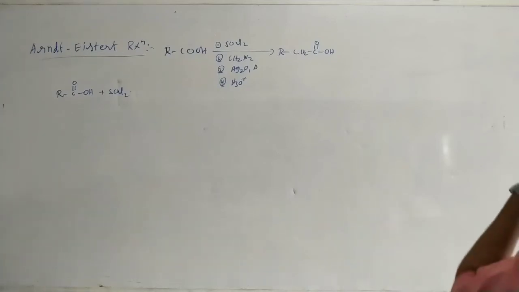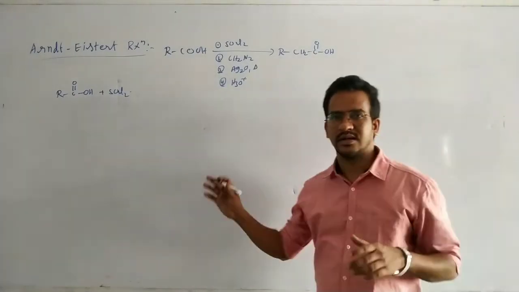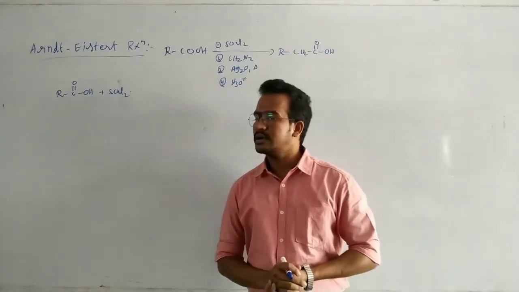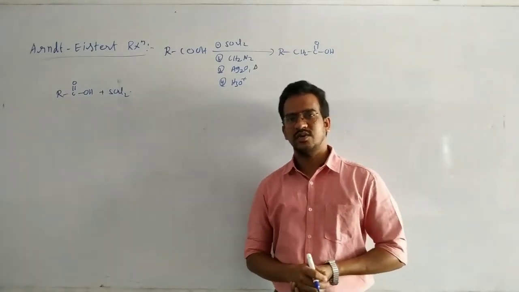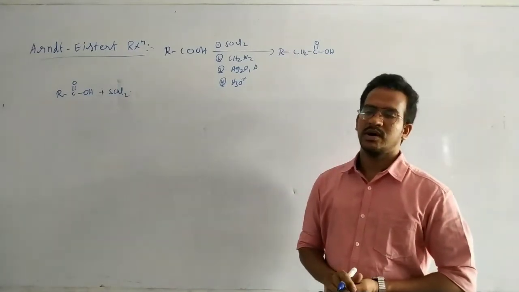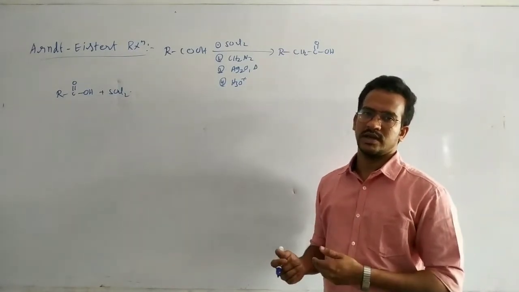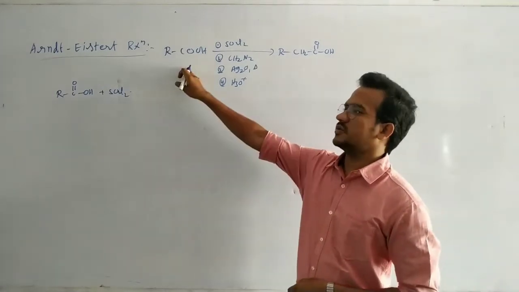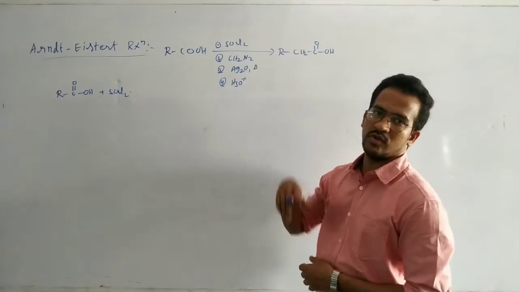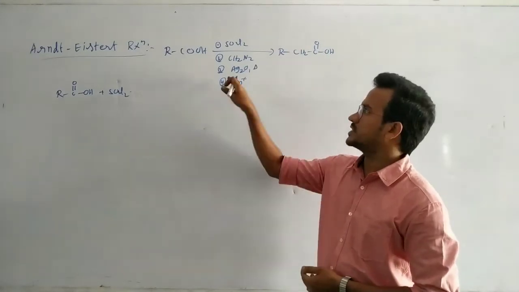Okay. Next, one more reaction, that is the Arndt-Eistert reaction. In this Arndt-Eistert reaction, we can prepare carboxylic acids, that means higher carboxylic acids from the lower carboxylic acid. Here it is RCOOH, we can get RCH2COOH. So it is the Arndt-Eistert reaction.